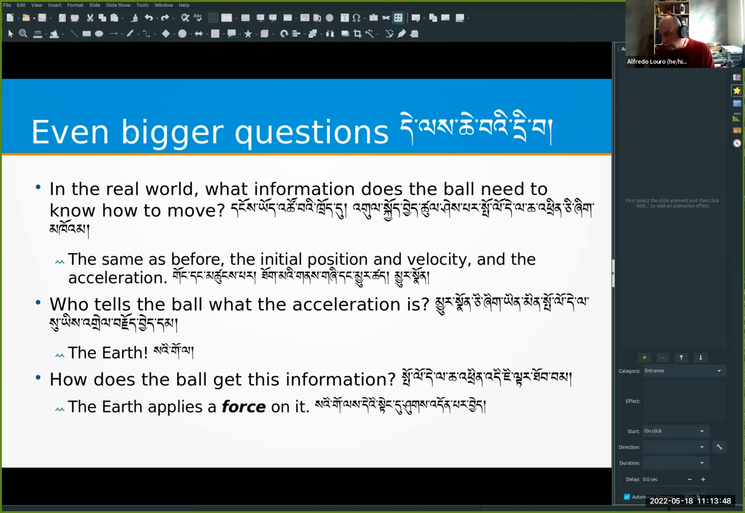The Earth, excuse me, the Earth is in fact pulling the ball towards the center of the Earth.